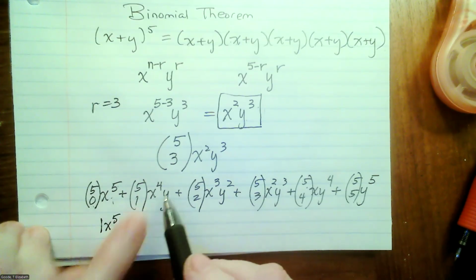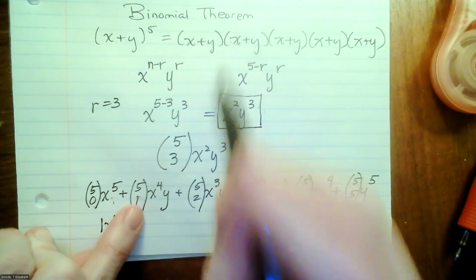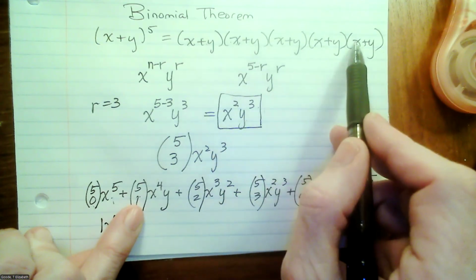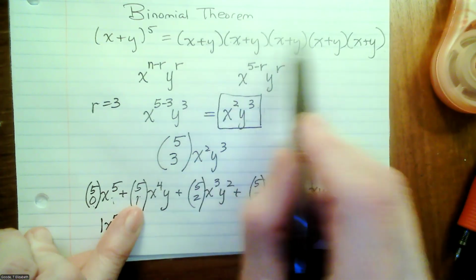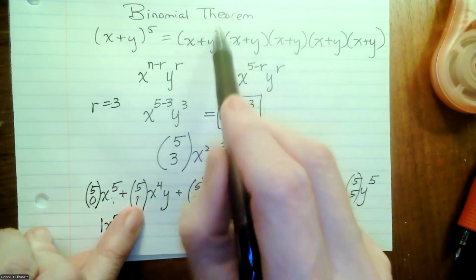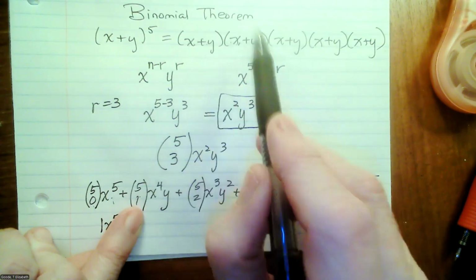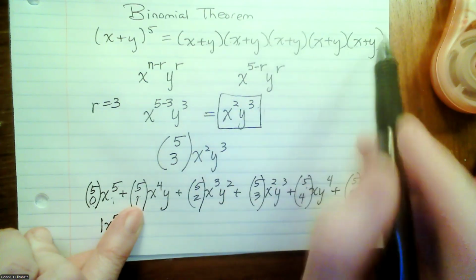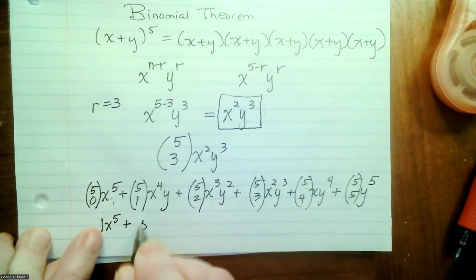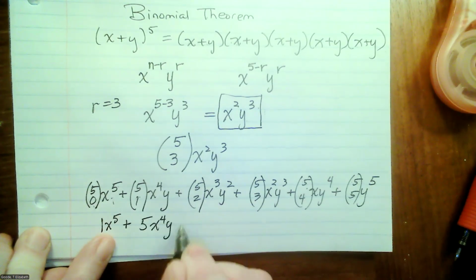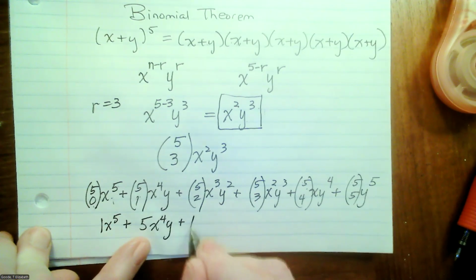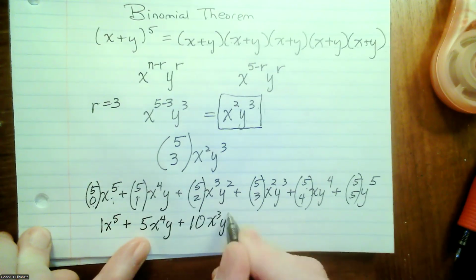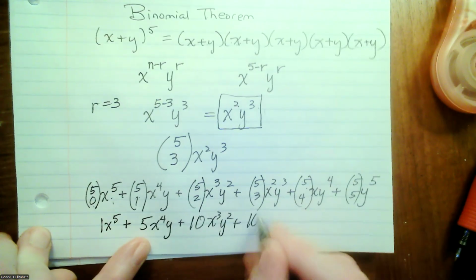Now, how many ways can we pick one of these parentheses to give us the y, and the other 4 will give us the 4 x's? Well, there's 5 of them. So you can pick this one, or this one, or this one, or this one, or this one. 5 choose 1. There's 5 ways to build x to the 4th y. 5 choose 2 is 10. 5 choose 3 is 10.